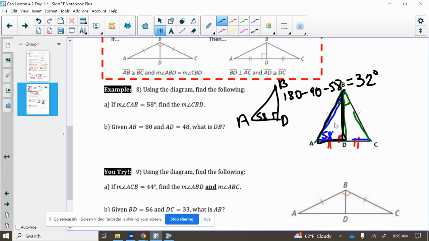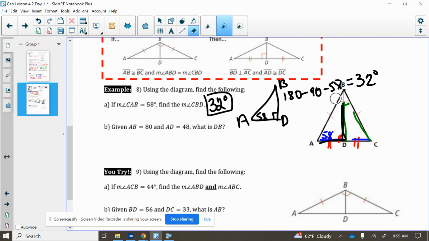So again, if we take 180 minus 90 minus 58, we get 32 degrees. And again, these two angles are congruent. So if angle ABD is 32 degrees, so is angle CBD, it would also have to be 32 degrees. So our final answer on that one is 32 degrees.